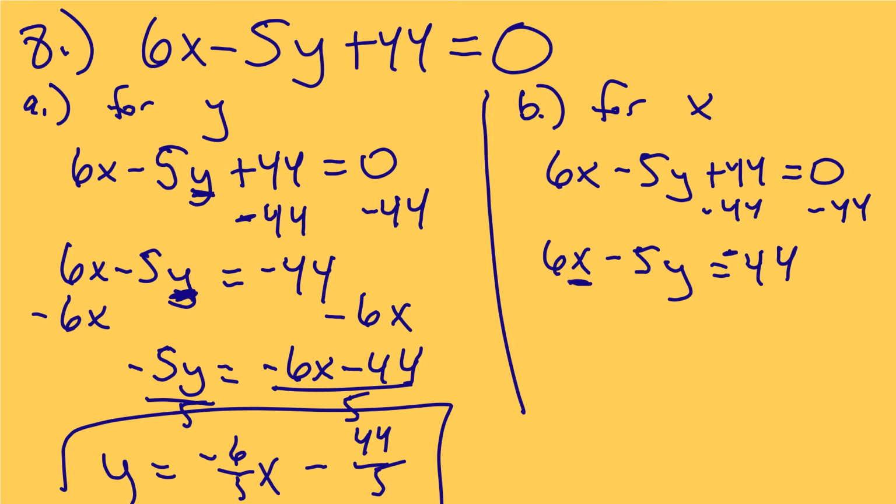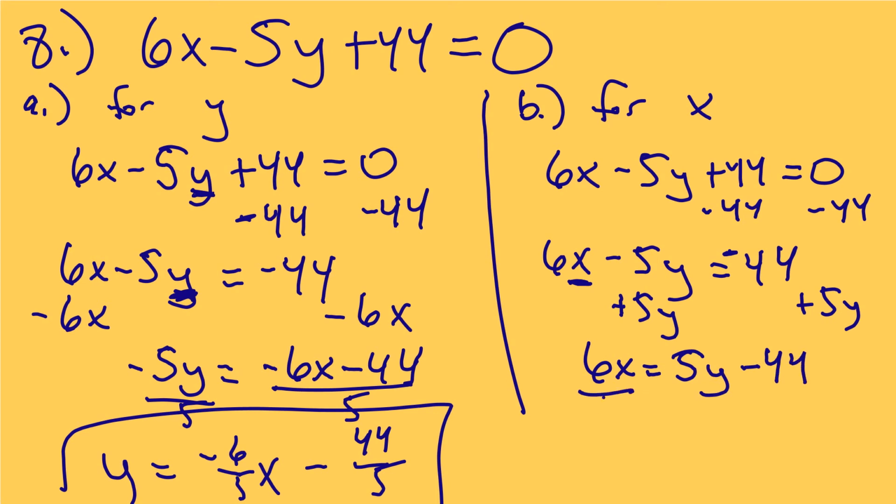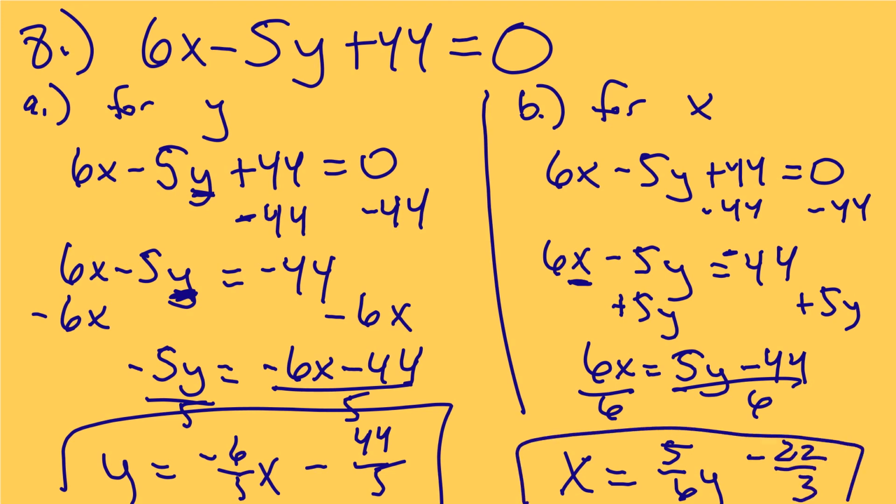Now, remember, x is what's important, so I'm going to add 5y to both sides. So I say 6x equals 5y minus 44, just because I like to write my y's first. You could do minus 44 plus 5y. Divide everything by 6. I get x equals 5/6 y, and 44 and 6 are both divisible by 2, so I say minus 22 thirds. Done. That's it for 8.